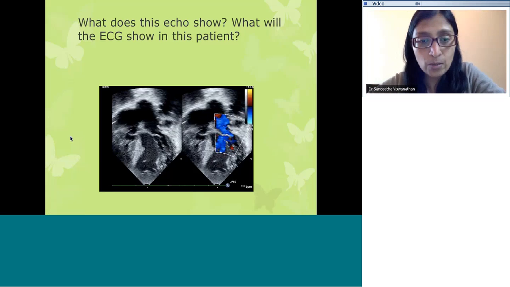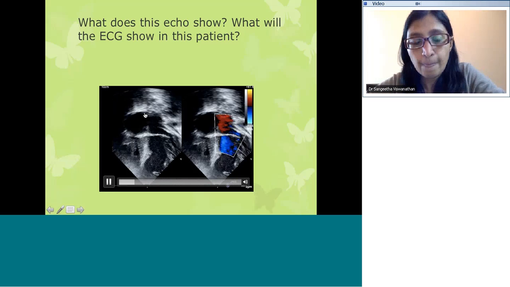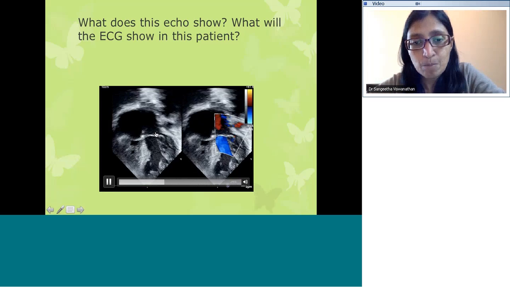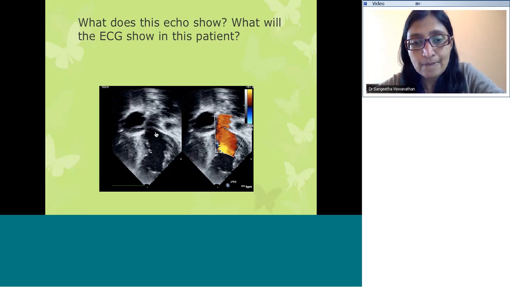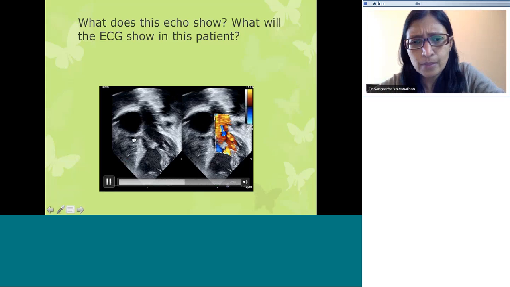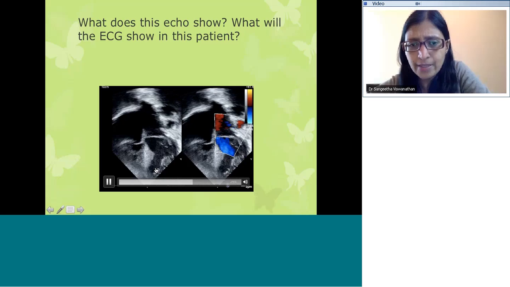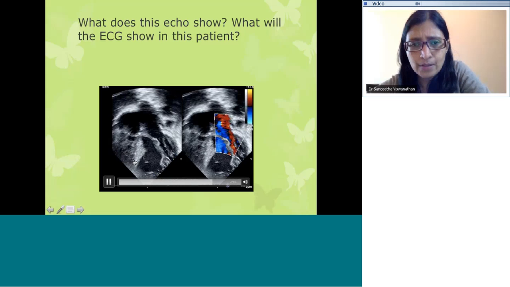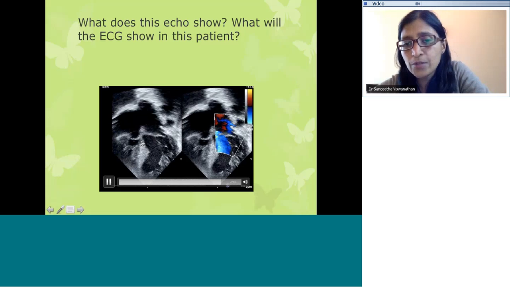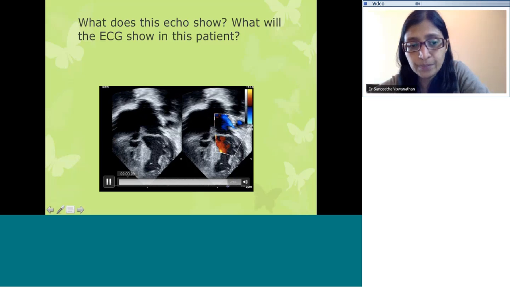So what are we seeing here on this 4-chamber view? I think it's pretty obvious. This is a 4-chamber view. Okay, this is the RA, LA, LV, mitral valve. Right. So there is a hypoplastic RV and possibility of tricuspid, either severe tricuspid stenosis or tricuspid atresia.